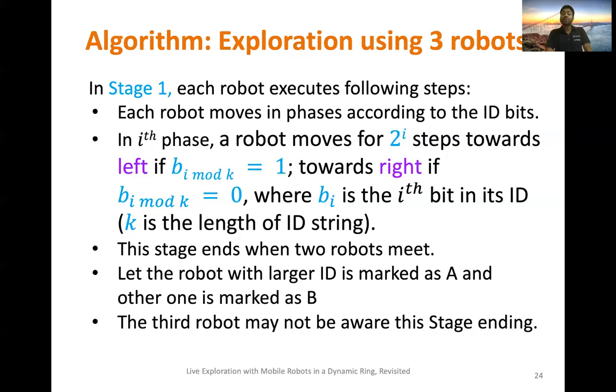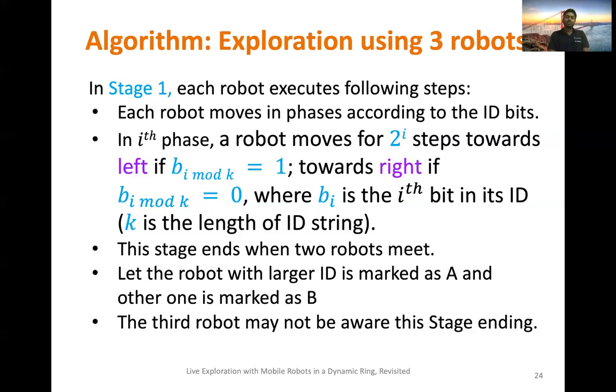And why is this? Because the adversary is removing only one edge. By removing only one edge, it can block the movement of one robot. It can block the movement of at most 2 robots, when both robots are at the end points of an edge and want to jump in opposite directions. The removal of that edge would block at most 2 robots, but it cannot block the movement of 3 robots. So this stage 1 makes sure that 2 robots will meet.